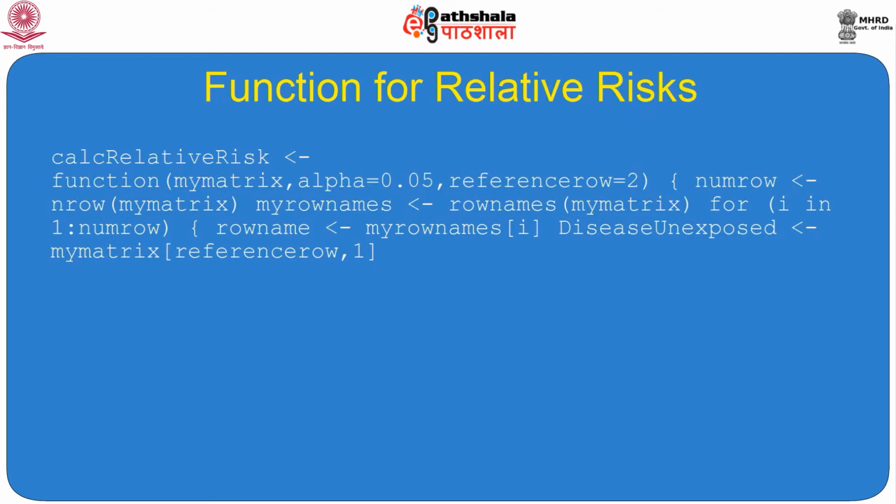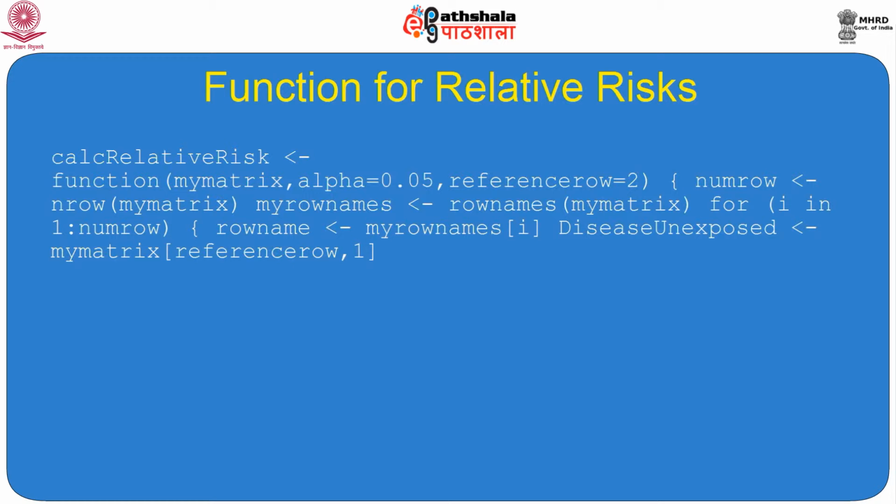Here the function is defined as calc relative risks, where the function takes my matrix, which is basically the 2 by 2 contingency table, and alpha is considered as 0.05, and the reference row is considered as 2, because it is very important to mention the reference row for calculating the relative risks. Since we are referring to the reference group as 2, whatever relative risks we obtain will be in comparison to the second row.